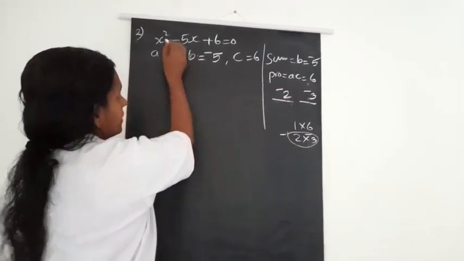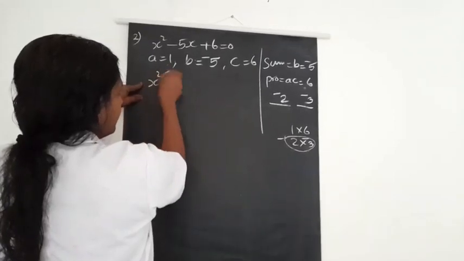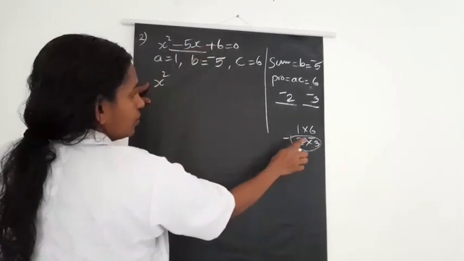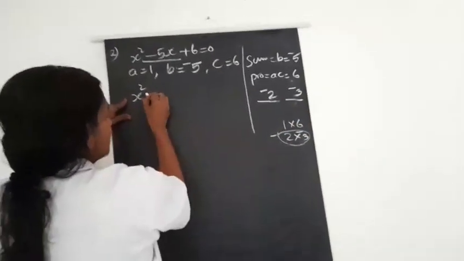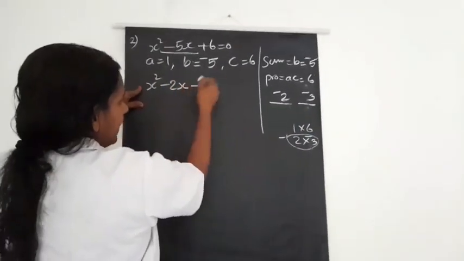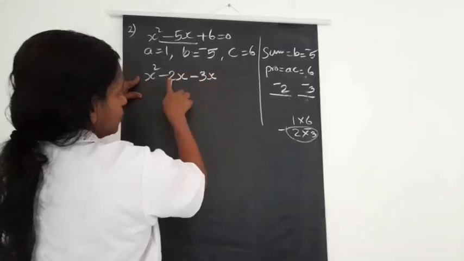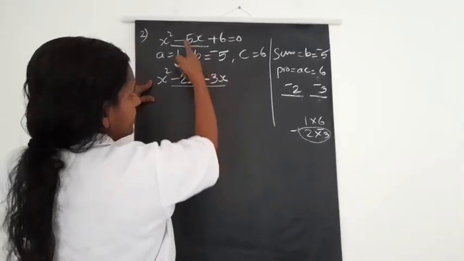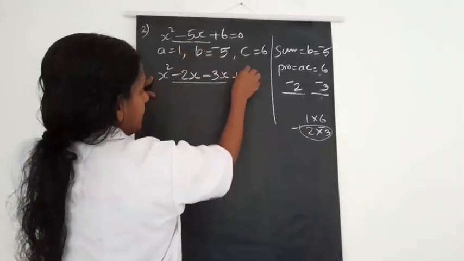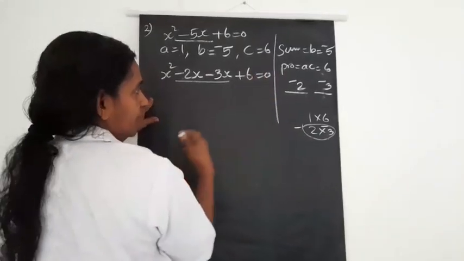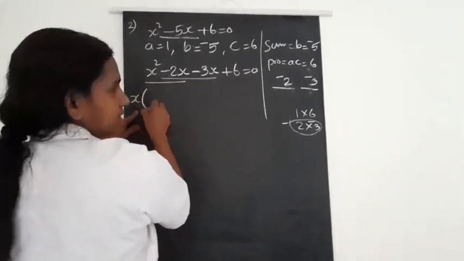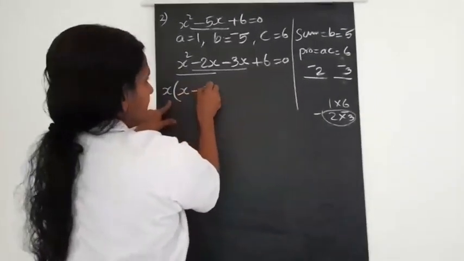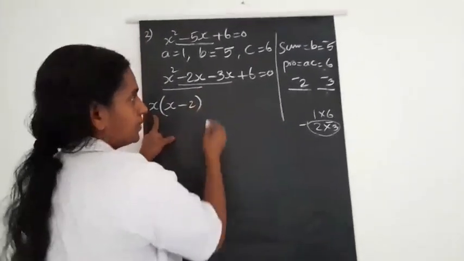Now splitting the middle term. So first x², then this -5x we have to split by using these two numbers, that is negative 2 and negative 3. So -2x and next one is -3x. So minus 2x and minus 3x. This becomes -5x + 6 = 0. Then it is very easy. x² and -2x. So x is common. Then what is remaining? x - 2. Very simple, no?